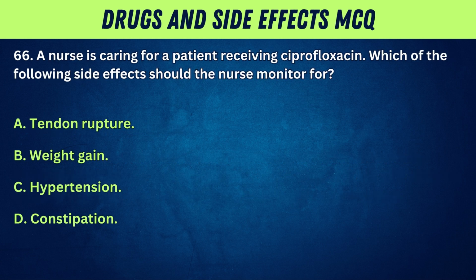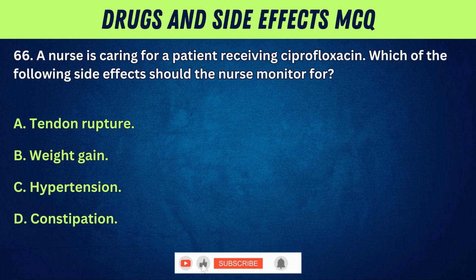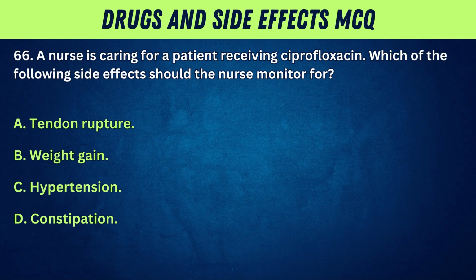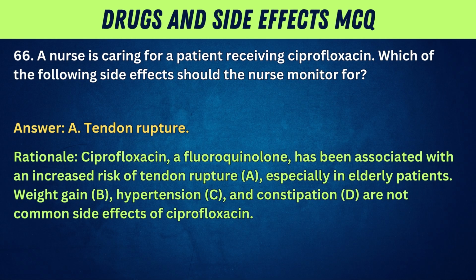66. A nurse is caring for a patient receiving ciprofloxacin. Which of the following side effects should the nurse monitor for? A. Tendon rupture. B. Weight gain. C. Hypertension. D. Constipation. Answer: A.